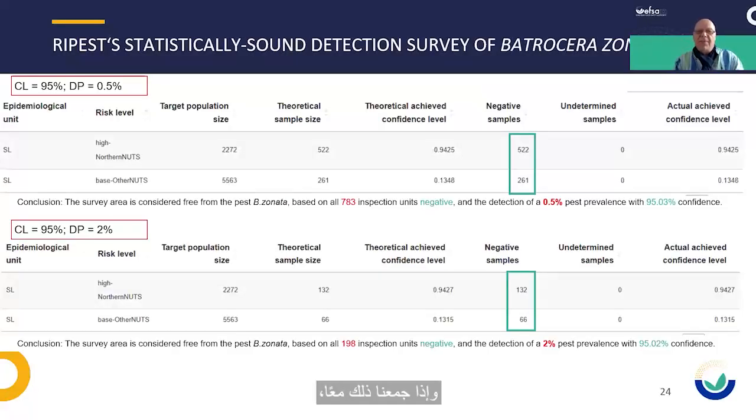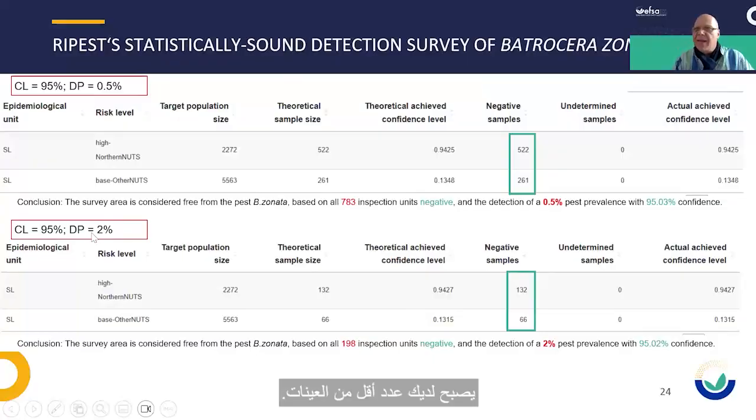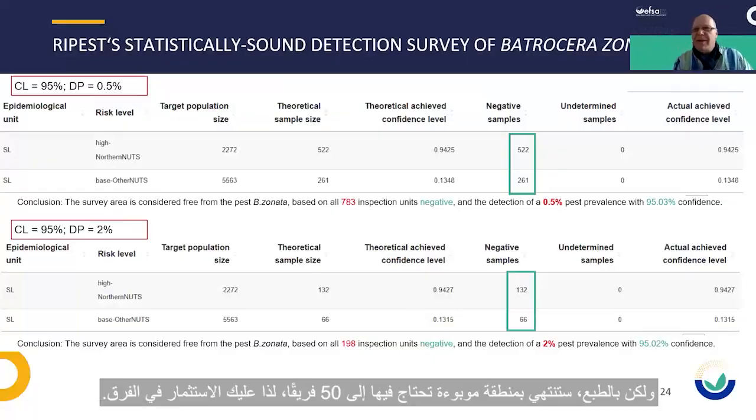And if we put that together, then we can compare, and that's what you have to explain now in the implementation discussion, when you strengthen the detection towards 0.5 instead of 2. Then you have to sample this amount of negative samples, and when you relax it to 2%, then you have fewer samples, but of course you end up with an infested area where you need 50 teams, so you have to invest in teams.